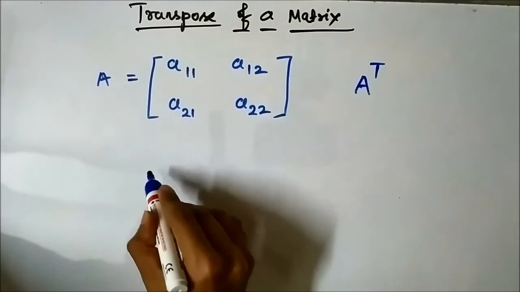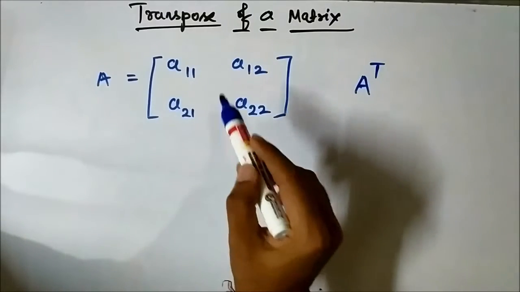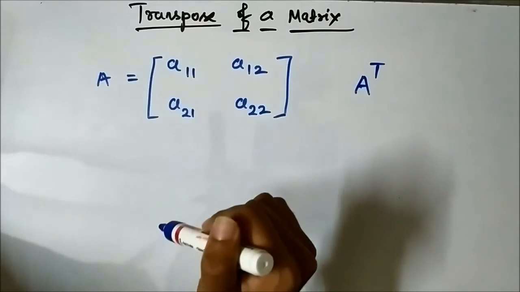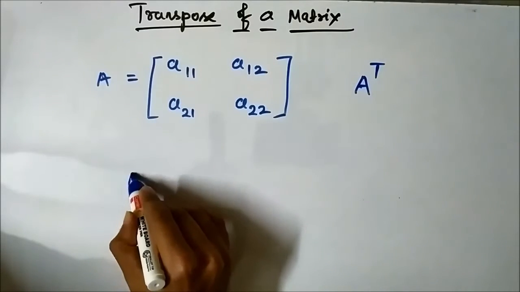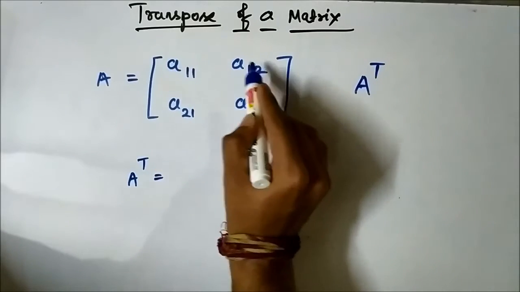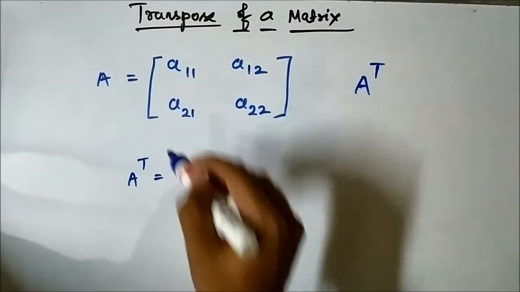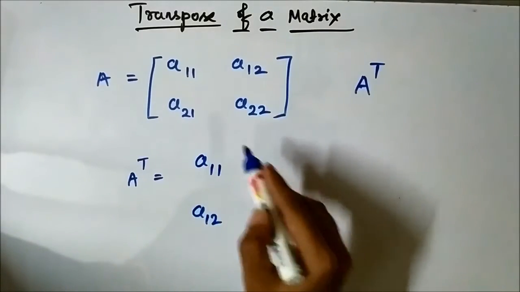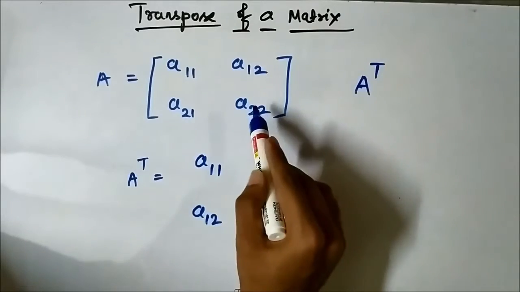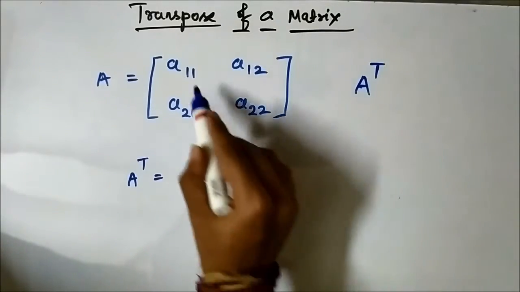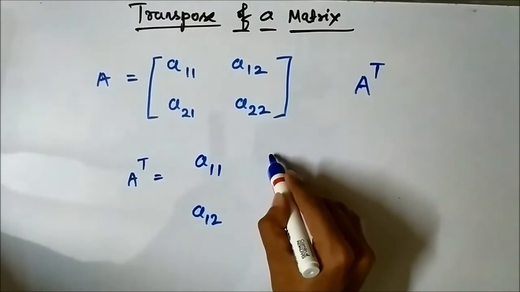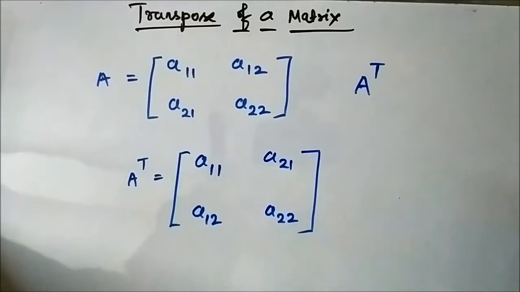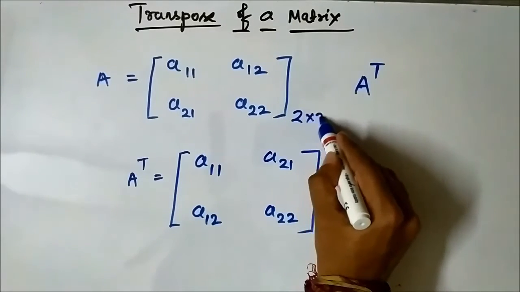The transpose of this matrix is obtained by replacing the rows with the column and the column with the rows. It means A transpose can be written by replacing this row with the column: A11, A12, and this becomes the second column. The first row becomes the first column, the second row becomes the second column. We replace the row with the column. This is the transpose of a 2 cross 2 matrix.